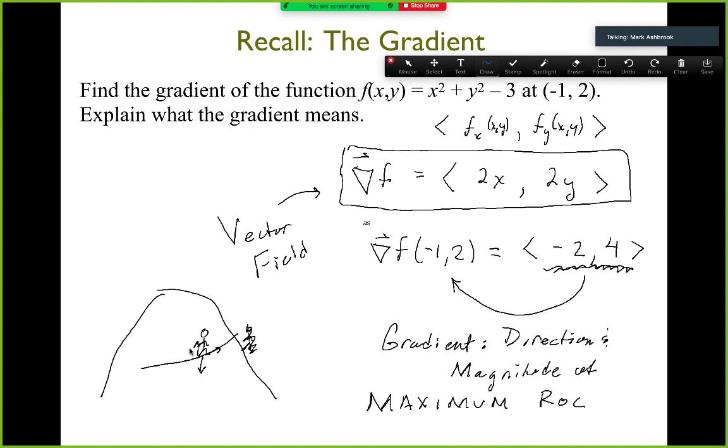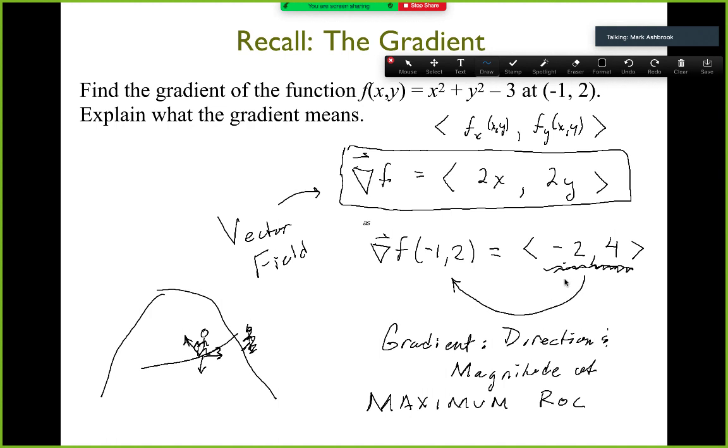In fact, there's an infinite number of rates of change you could experience depending on the direction you take your next step. There's a direction of zero rate of change, and then there's a direction of maximum rate of change. Does the negative gradient give you the least? Yes. At this point, -1, 2, the direction you'd walk for greatest rate of change on the surface would be -2, 4. And if you walked in the direction 2, -4, you'd have the steepest downhill rate of change.